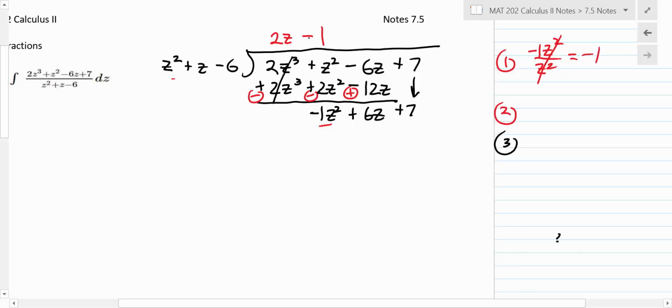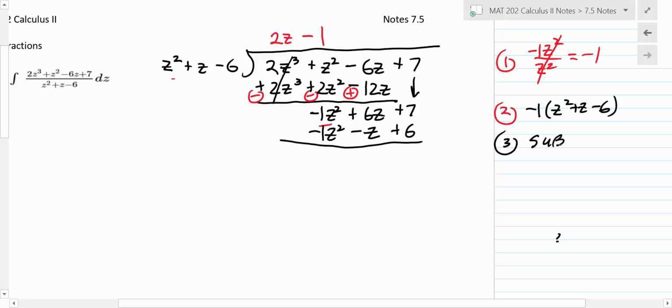Then it's all the same. You're going to multiply negative 1 times z squared plus z minus 6. Just do that in your head. So that will be negative 1z to the second minus z. And then negative 1 times negative 6 is plus 6. And then step 3 is you subtract again like that. You can subtract in your head, or you can try this approach if you like: change the signs and add is what I do. So that's going to cancel. That's 6z plus z, so that's 7z now. And then this is 7 minus 6, so that's plus 1 like that.